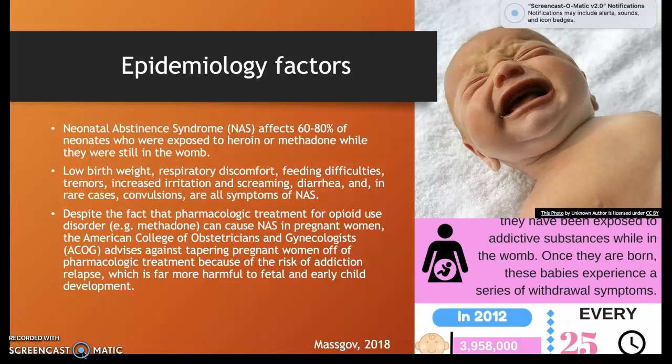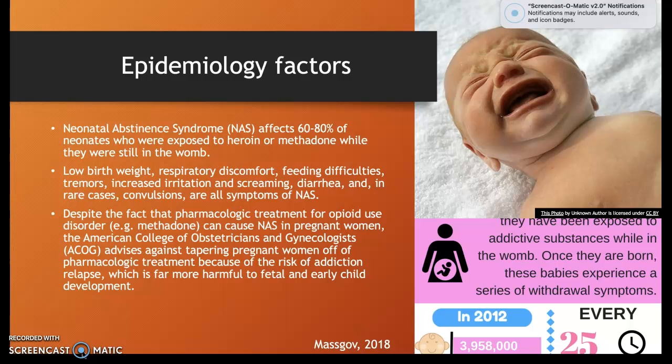Some epidemiology factors. To start off with, neonatal abstinence syndrome, also known as NAS. It affects 60 to 80% of neonates who are exposed to heroin or methadone while they were still in the womb. NAS can be described by low birth weight, respiratory discomfort, feeding difficulties, tremors, increased irritability, screaming, diarrhea, and in rare cases, convulsions, which are all considered symptoms.